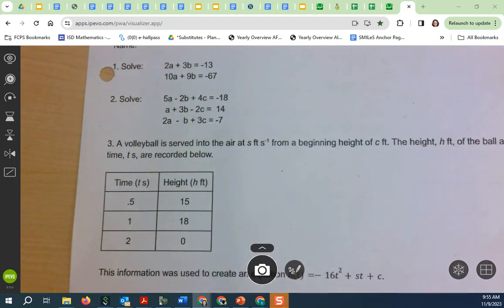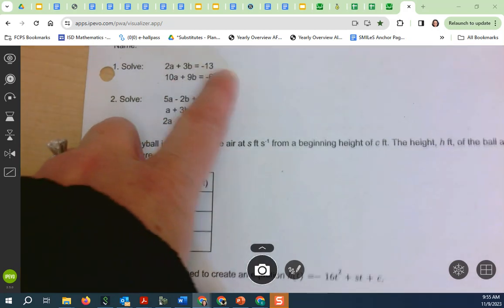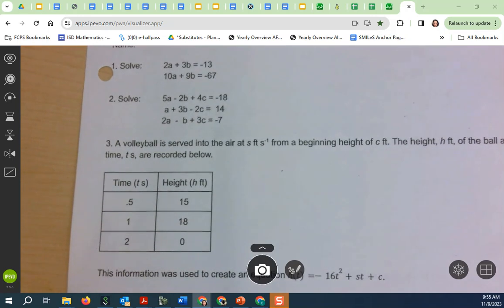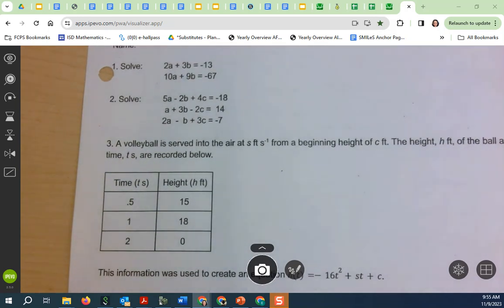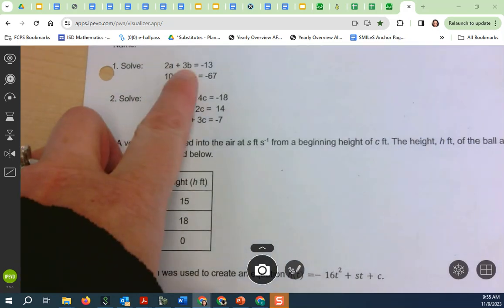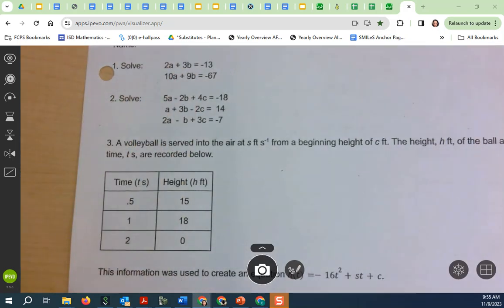But then I saw other people solved it with substitution. They got a variable by itself and substituted into the other equation. And I heard somebody else say they wanted to solve it by graphing. You could do that too. If you replaced a and b with x and y and you got a y by itself, then you could graph on your calculator to see where they crossed.